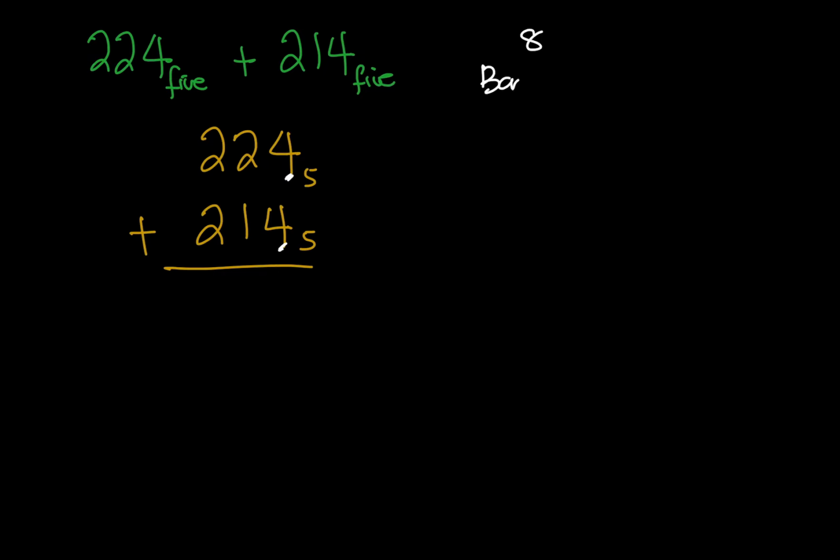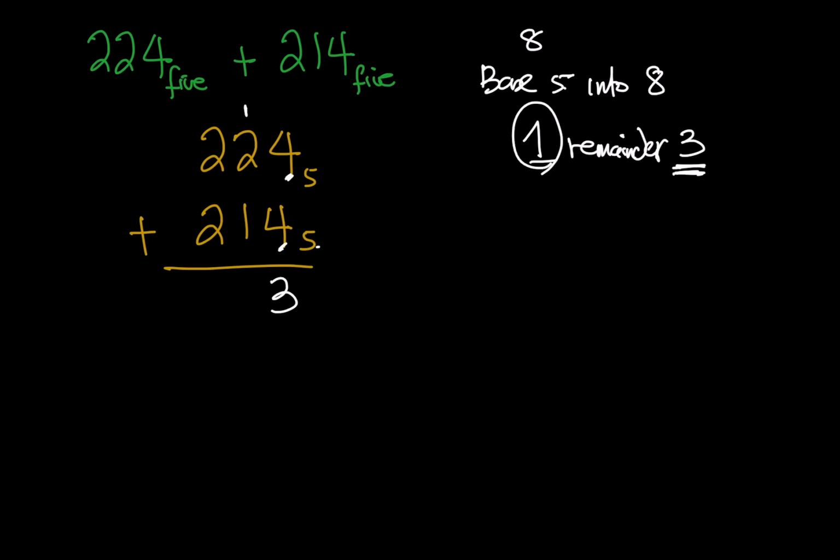Now what base are we working in? We are working in base 5. Base 5 into 8 is 1, since 1 times 5 is 5, remainder 3. So what do we write first? We always write the remainder 3 first. We write this 3 here, and then this 1 goes on top here.